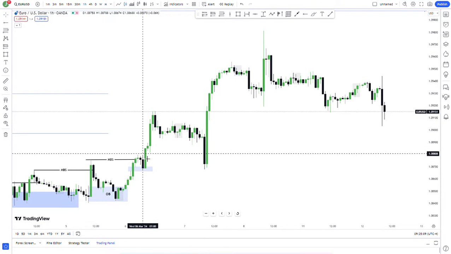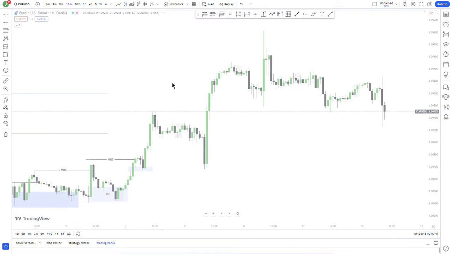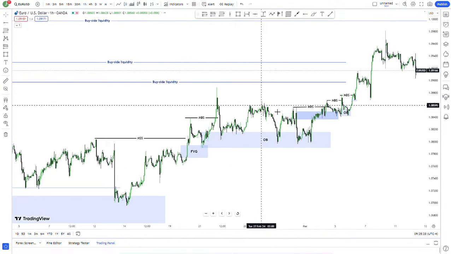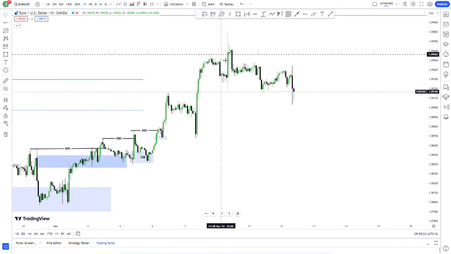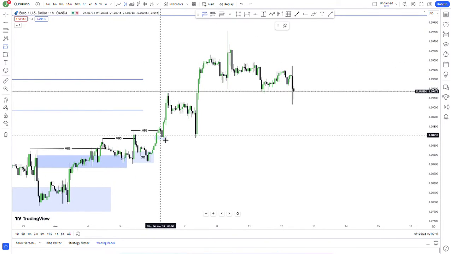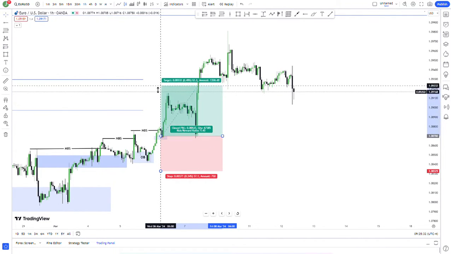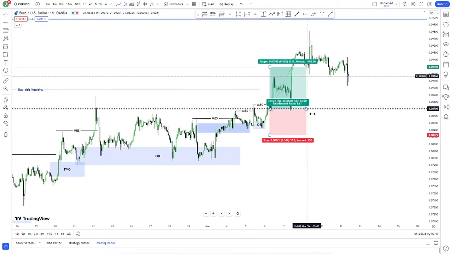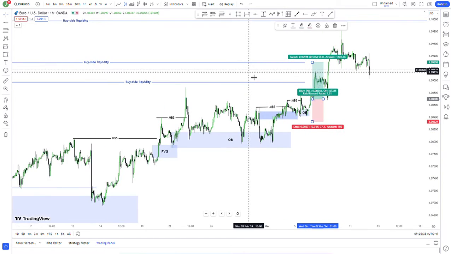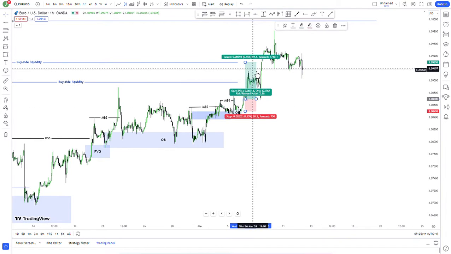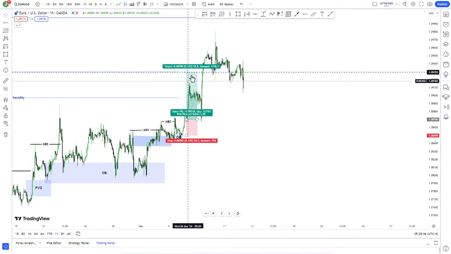During the New York session, when the New York session opened, the market traded into that particular fair value gap. So that is where we took our first entries over here, and we targeted this particular high, our liquidity pools, the ones that we have determined. We placed our stop loss 20 pips below, which gave us a risk to reward ratio of about 1 to 3.